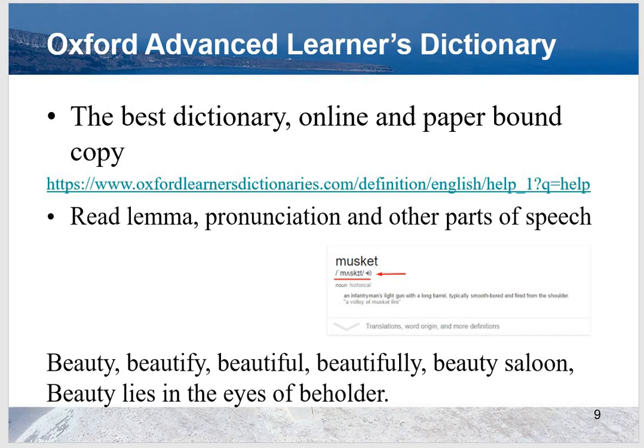Okay. This is another tip for adults, the Oxford Advanced Learner's Dictionary. The best dictionary, online and paper-bound. I'm sharing its link here. Just copy paste. Read the lemma. Lemma means a word, suppose play. Then you will find slashes, and between two slashes the pronunciation has been mentioned, like here musket, and its part of speech. Part of speech is here noun. Now the meaning has been given. A musket means an infantryman's light gun with a long barrel.